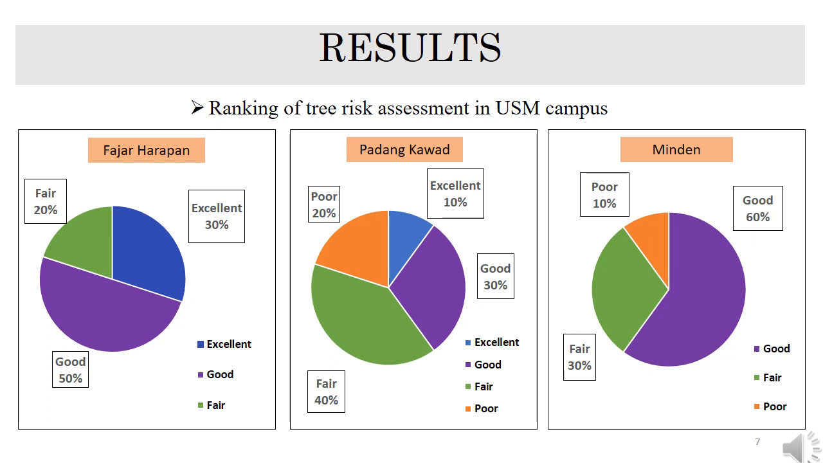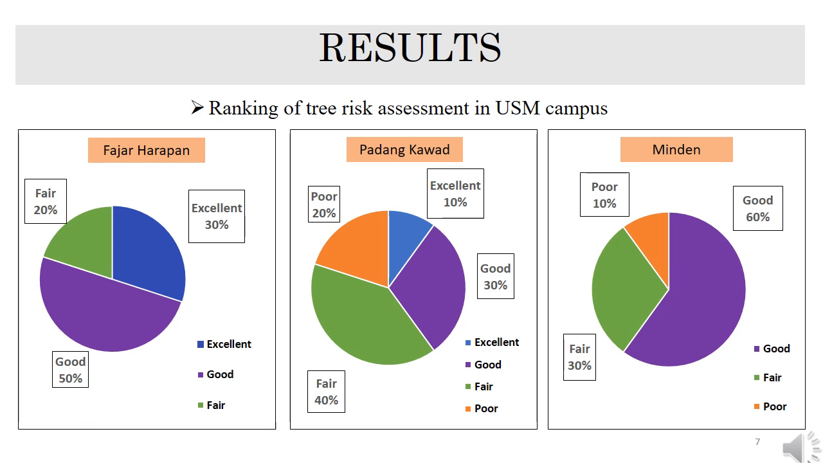The ranking of rain tree health is shown in pie charts, for Fajar Harapan, Padang Kawat and Minden. Based on the pie chart, out of 10 trees sampled in Fajar Harapan, the highest number of trees was in good condition, whereas the lowest number of trees was in poor condition.